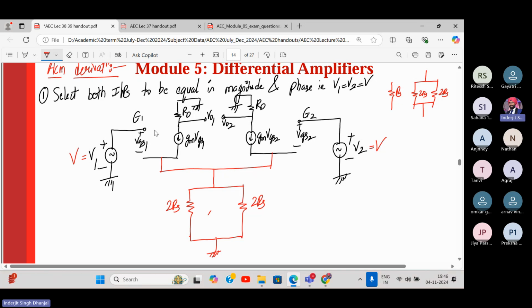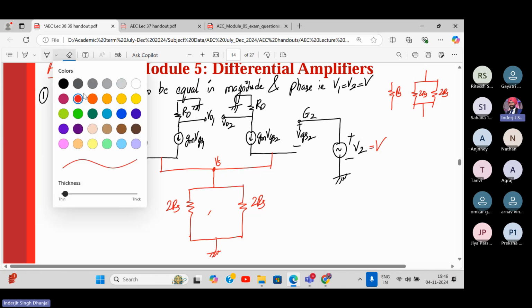Now, if you see carefully, what is VGS1 equal to? VGS1 will be equal to V1 minus VS, right? This is VS. V1 is the same as V. And what is VGS2 equal to? VG2 minus VS, right? VG2 is equal to V. So both are the same actually. So here now the circuit is exactly symmetrical, mirror images of each other.